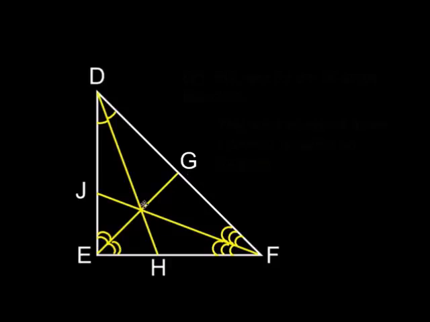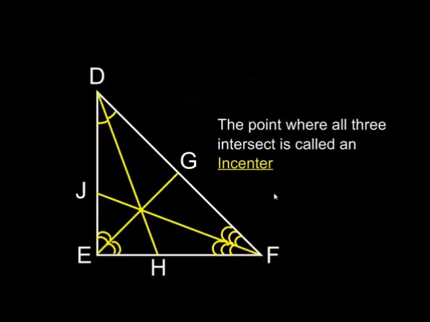And notice once again, they all meet, or they intersect at a common point, another one of our points of concurrency. And this time, we call it an incenter. So remember, with median, when all three medians intersected, we had a centroid. When all three altitudes intersected, we had an orthocenter. And now when all three angle bisectors intersect, we have what's called an incenter.